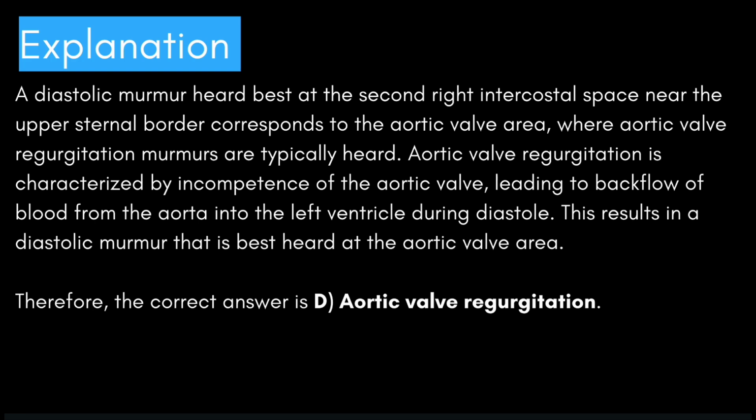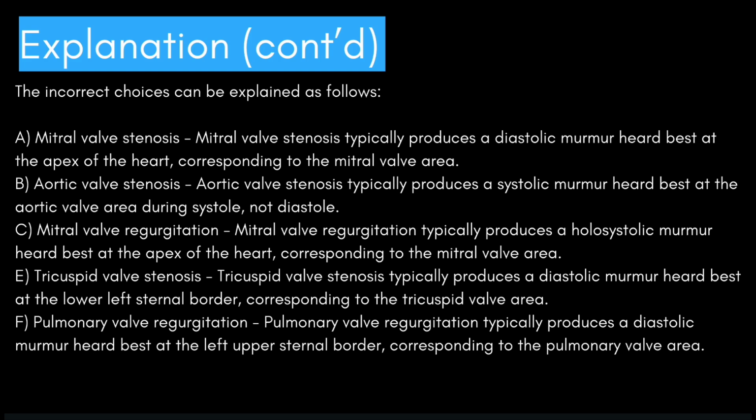Let's go ahead and see why the other answer choices are incorrect. Mitral valve stenosis. Mitral valve stenosis typically produces a diastolic murmur heard best at the apex of the heart, corresponding to the mitral valve area. Aortic valve stenosis. Aortic valve stenosis typically produces a systolic murmur heard best at the aortic valve area during systole, not diastole.